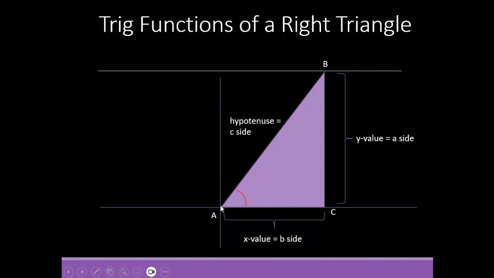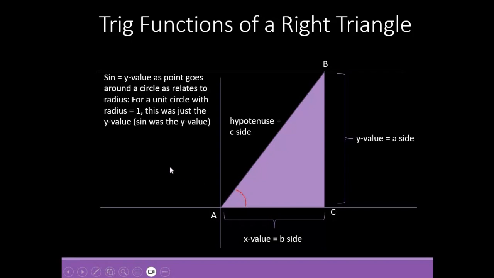So this is putting an angle on the axis. This is your x-axis, this is your y-axis, and you can pretend this is the unit circle. Okay, so this is just putting that right triangle exactly on the axis, the way that it looks. So we have our A, we have our B, and we have our C, and this is angle A.